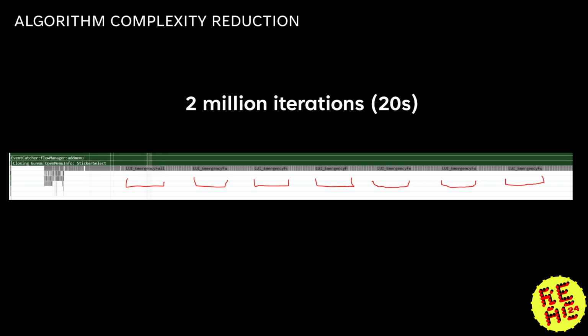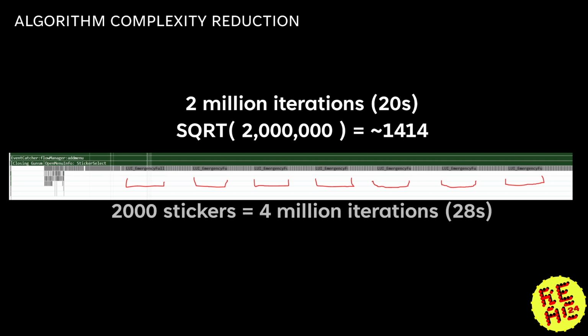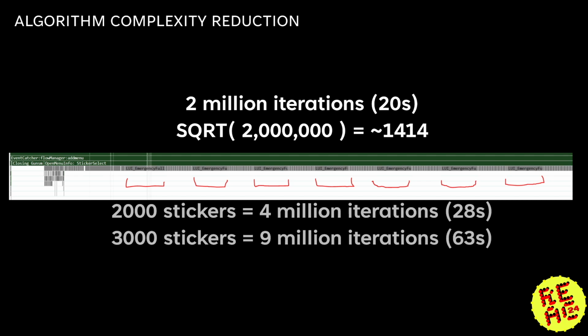So how many stickers do there need to be for 2 million iterations at O(N squared)? The square root of 2 million is 1,414 stickers. That's really not that many, and as the live season progresses, more stickers are added. So once we get up to 2,000 stickers, we end up at 4 million iterations, or a 28-second stall. 3,000 stickers, 9 million iterations, and you're stalling at over an entire minute.